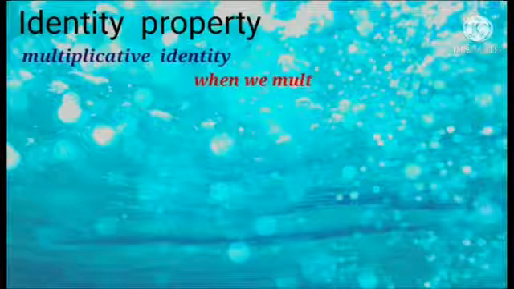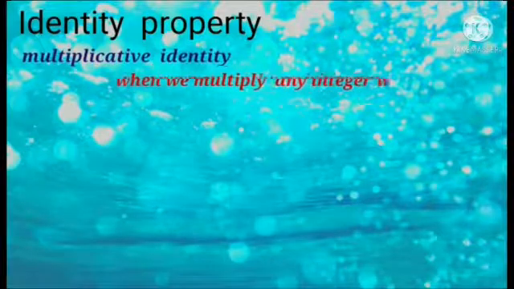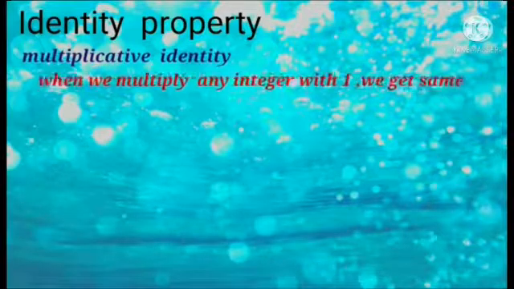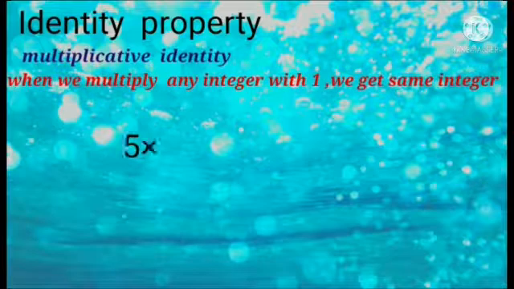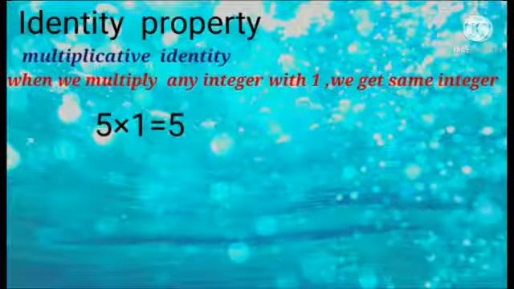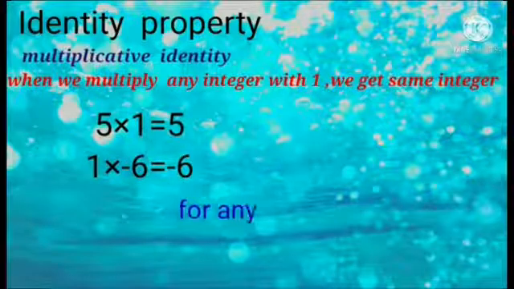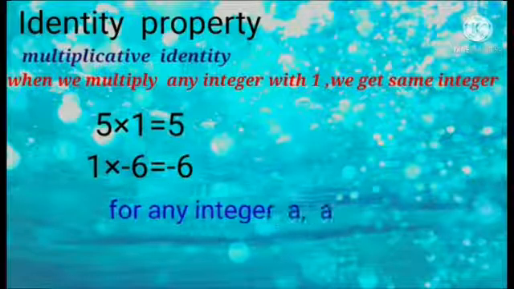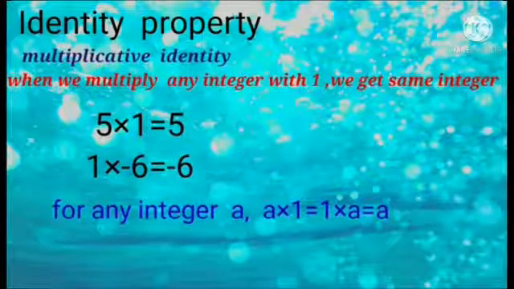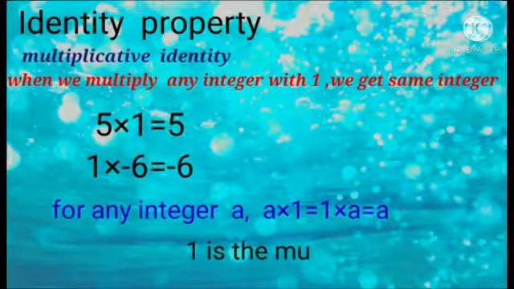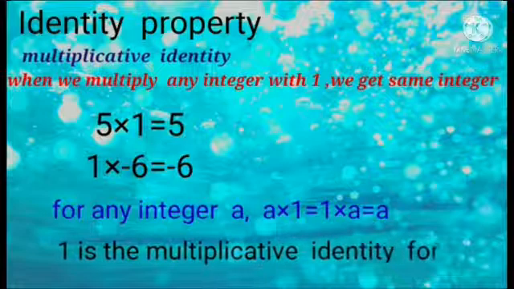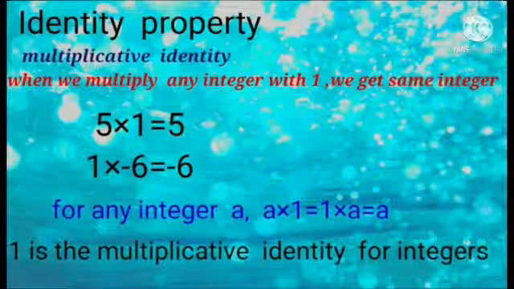Next, multiplicative identity. When you multiply any integer with 1, you get the same integer. For example, 5 into 1 equals 5. 1 into minus 6 is equal to minus 6. So for any integer a, a into 1 equals 1 into a, you get a. Here 1 is called the multiplicative identity for integers.